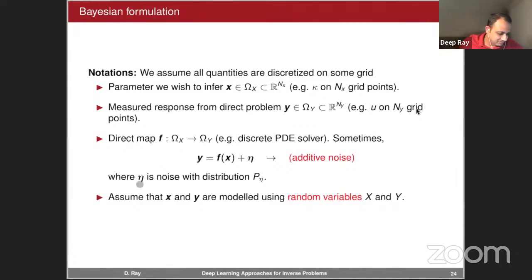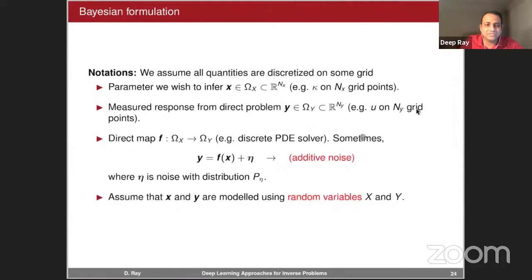Okay, so the parameter that we wish to infer, I will denote as x, which will be on some nx dimensional object. So for instance, if you're solving the heat equation, this could be kappa defined on nx grid points. The measured response from the direct problem, I'll denote as y, which for instance could be the velocity or the temperature field on ny grid points. The direct map going from omega x to omega y, for instance, in the case of the heat equation, would be the discrete PDE solver. That's what the direct map will be.